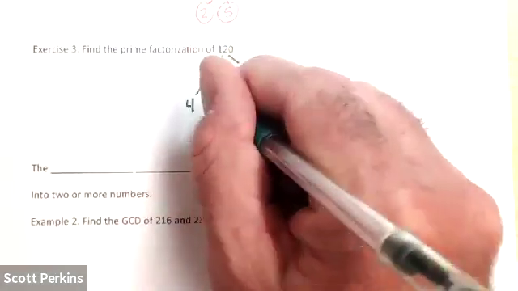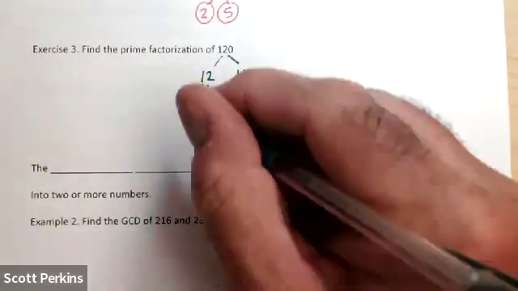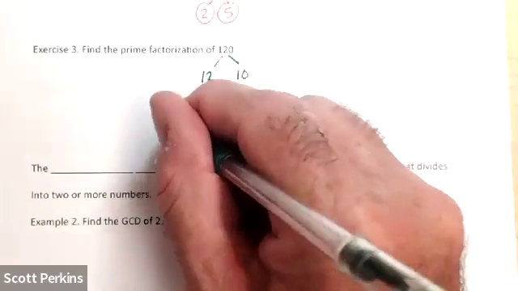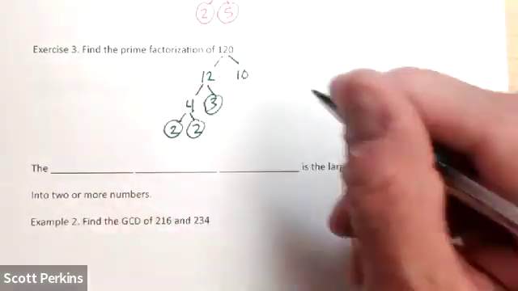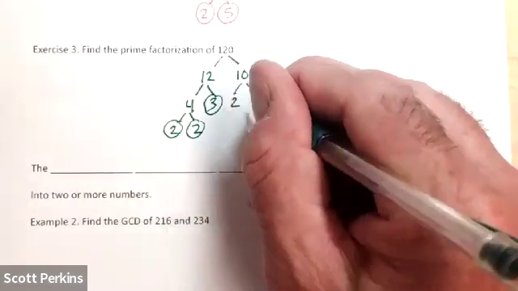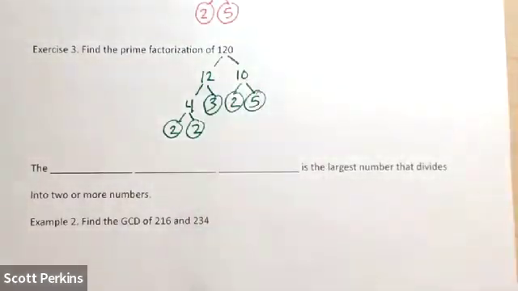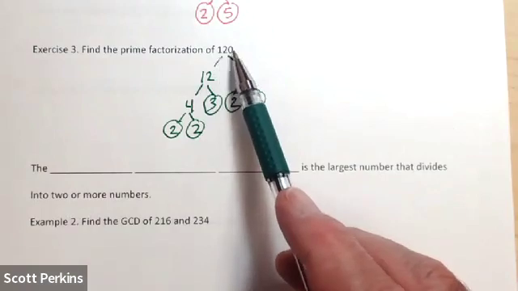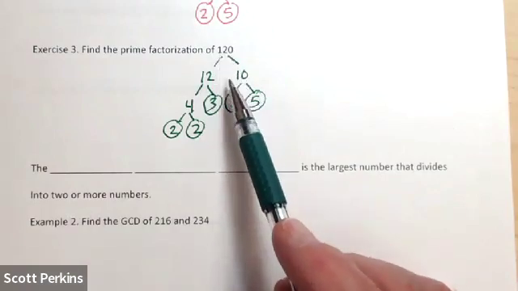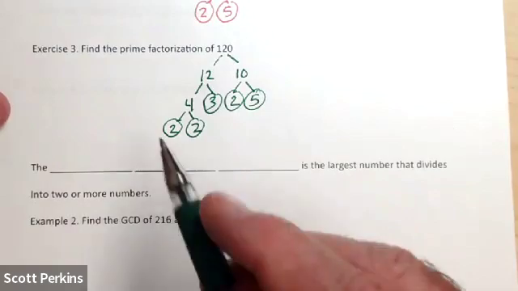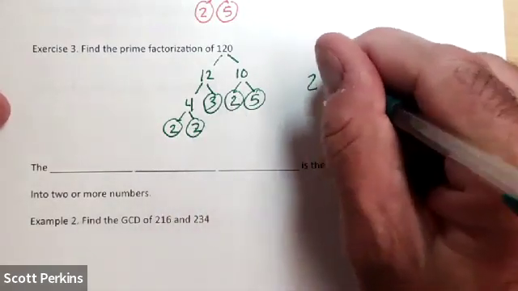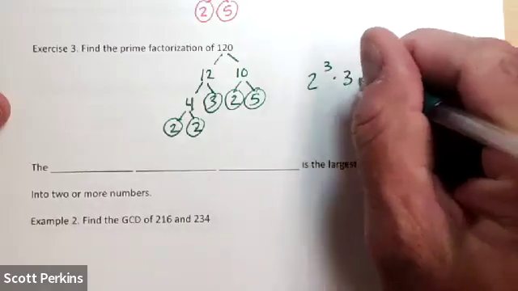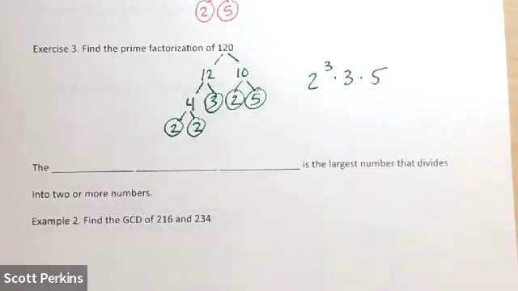12 is 4 times 3, or maybe you used 6 times 2 there. That's okay. 3 is prime. 4 is 2 times 2. Those are prime. Back up here to this branch, 10 is 2 times 5. No matter how you factored your numbers, whether you started with 60 times 2 or whether you did 40 times 3 or whatever you did up here to start with 120, however you broke these numbers down, here's what you should end up with. We have three 2s, 2 to the third. We have one 3, and then we have one 5. There's my prime factorization.